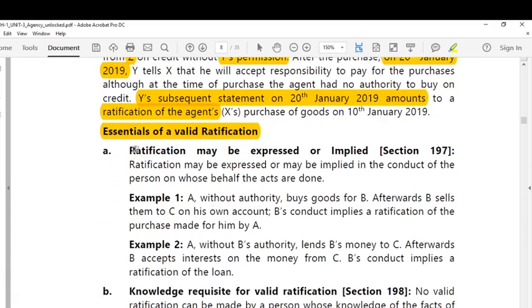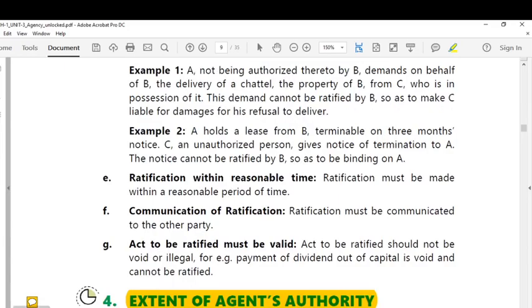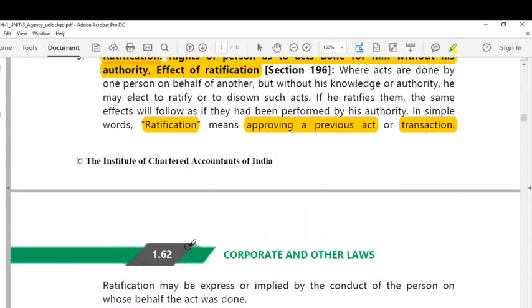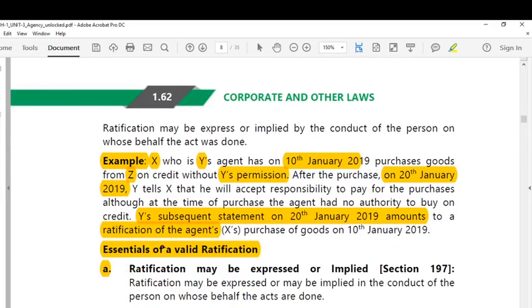So here there are certain essentials of a valid ratification. Dear students, there are not five, there are about seven essentials of a valid ratification. So you may get a full-fledged question about agency by ratification and what the essentials of a valid ratification are.